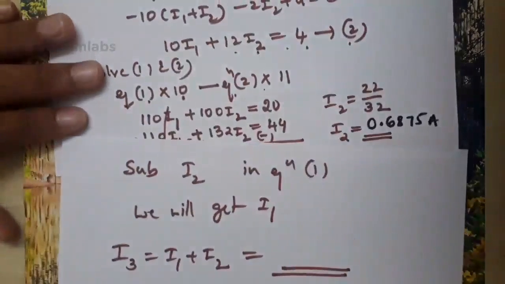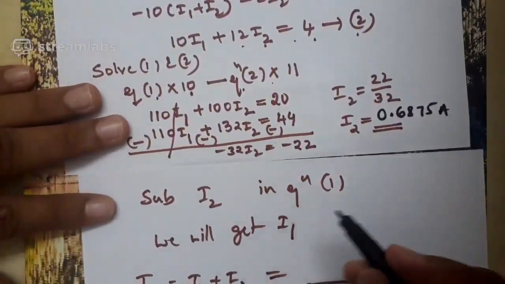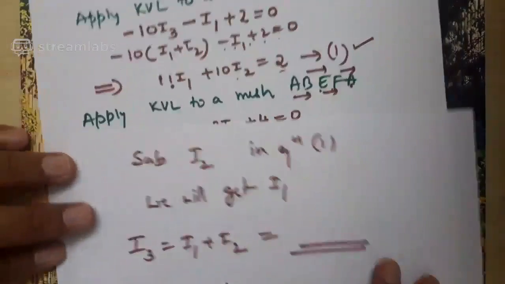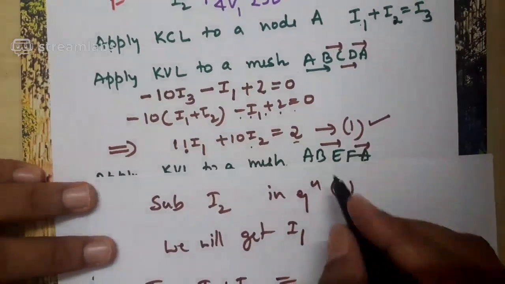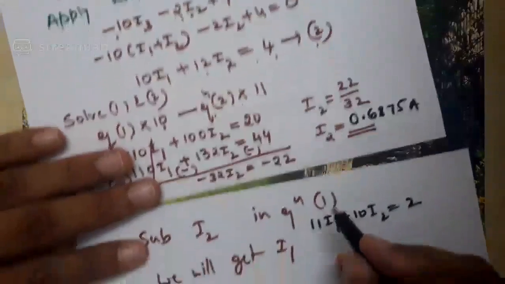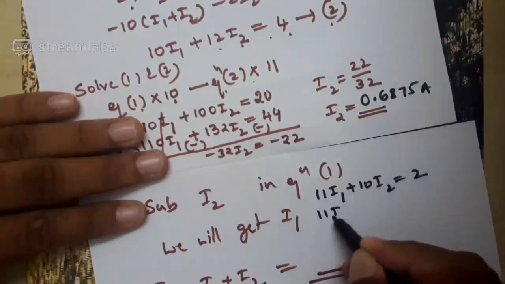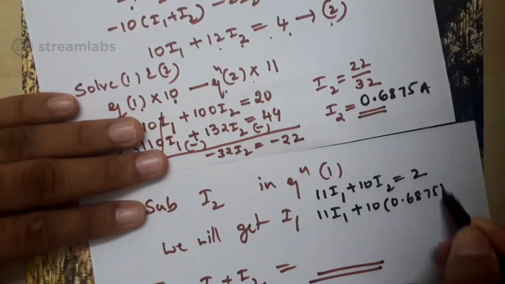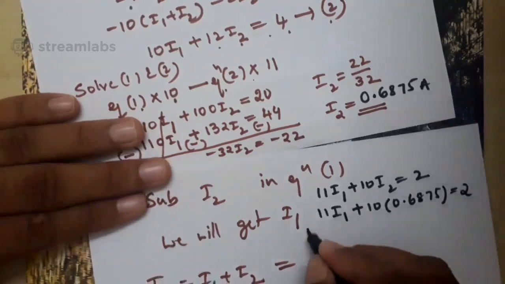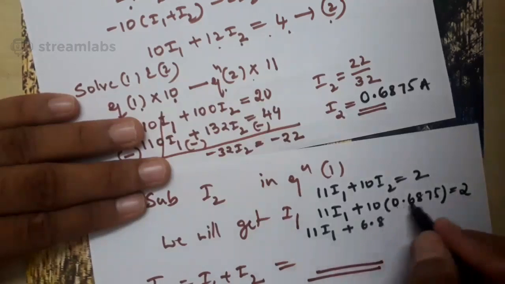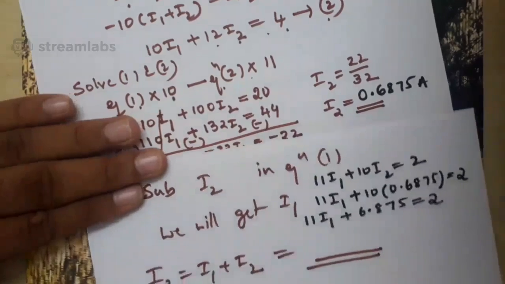Copied up to here, right? Next, you are asked to substitute I2 in equation 1 to get I1. How to substitute in equation 1? See, I have to substitute for I2: 11I1 plus 10 into 0.6875 is equal to 2, or 11I1 plus 6.875 is equal to 2.